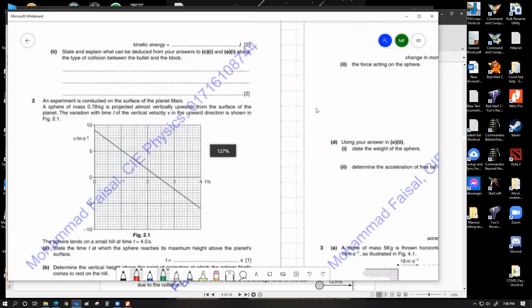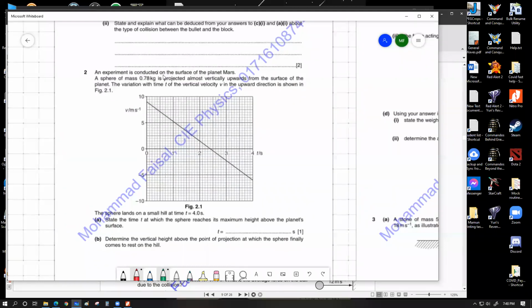Question number 2, look at one thing. An experiment is conducted on the surface of the planet Mars. A sphere of mass 0.7 kg is projected almost vertically upwards from the surface of the planet.